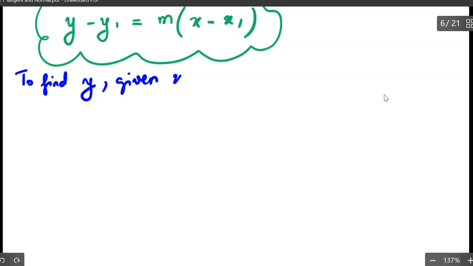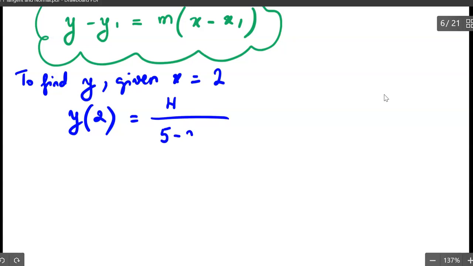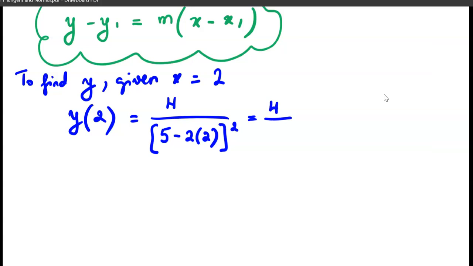Okay, so to find y, given x equal to 2, y at x equal to 2 will be 4 divided by (5 minus 2 times 2), all of this raised to exponent 2. So I will have 4 over, 5 minus 4 is 1, and 1 squared is just 1. So I should have 4 as y.